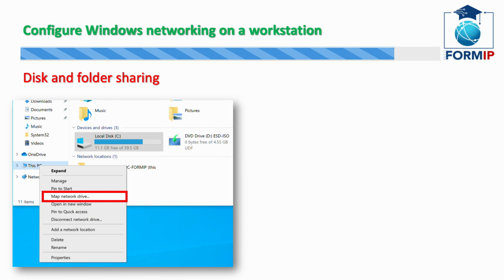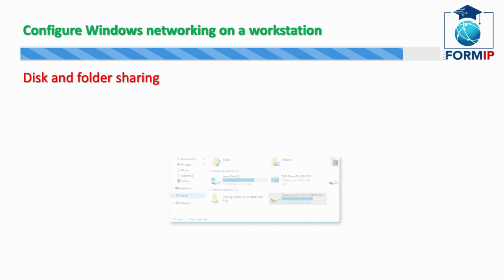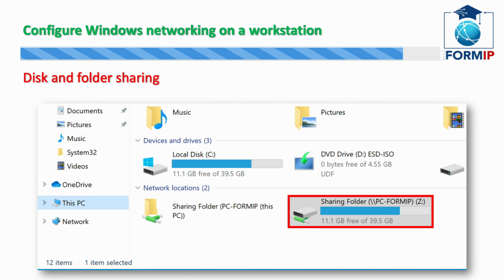And to finish this part, let's see how to connect a network drive. In File Explorer, right-click on This PC, then on Connect a Network Drive. Then choose a letter for the disk and specify its network path. After clicking Finish, your network drive will be accessible via File Explorer.